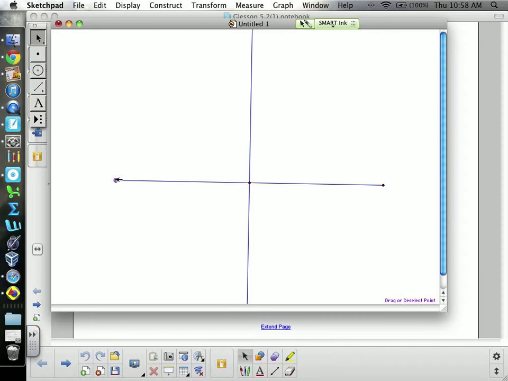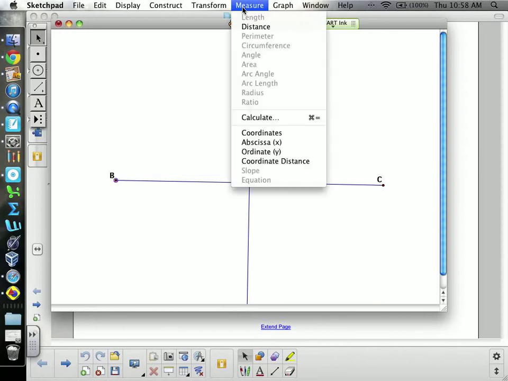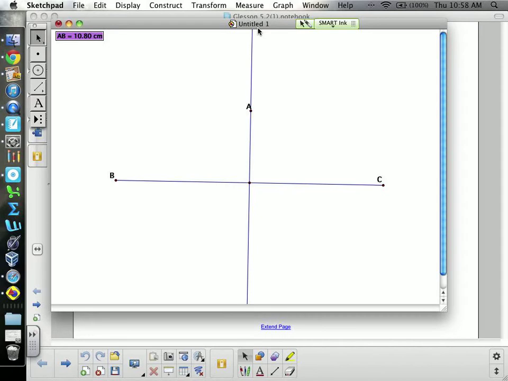Now, I'm going to put another point. I'm going to put a point on the perpendicular bisector, and I'm going to name that point A. All right, the other points here are B and C. And now I'm going to measure the distance from A to B, and from A to C. Oops. No, I don't want the whole line. I just want C.